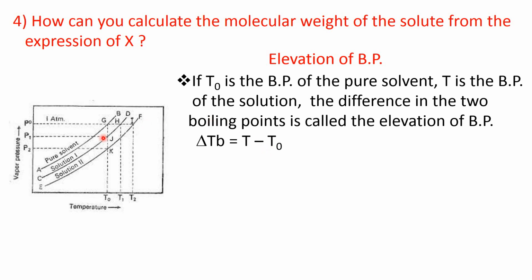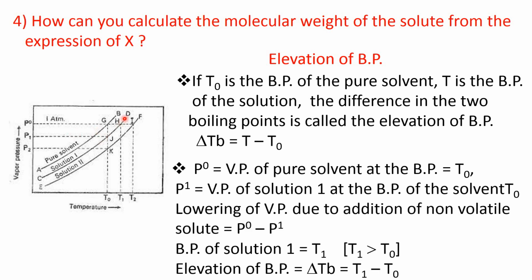Okay. Now you see this graph. This is the vapor pressure temperature curve. The first one, that is AB, is the curve for the pure solvent.